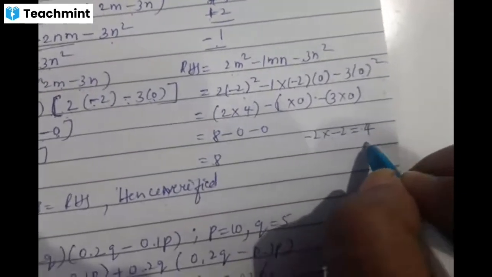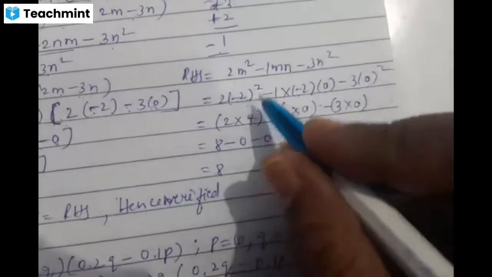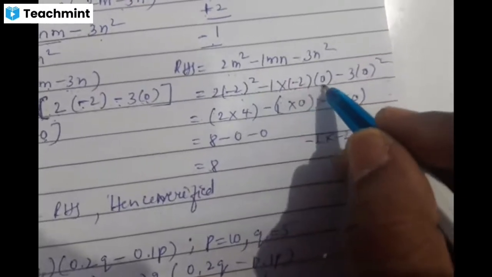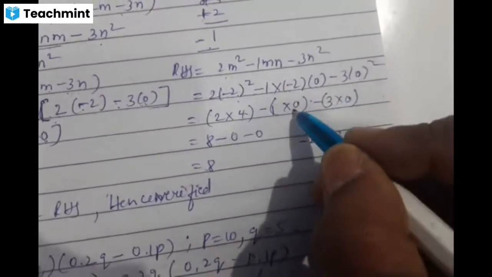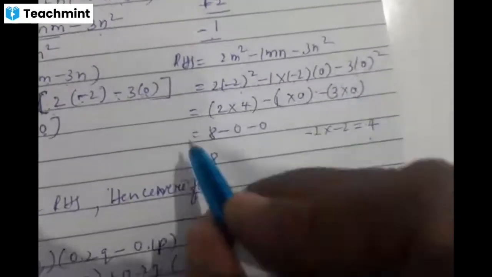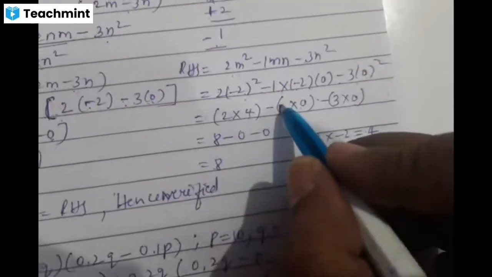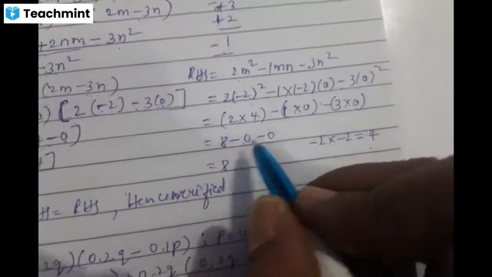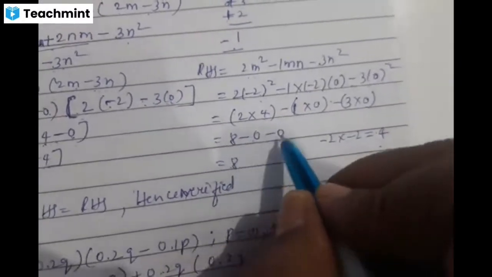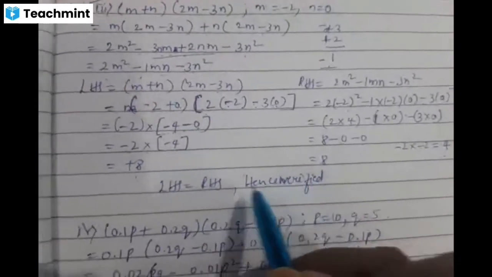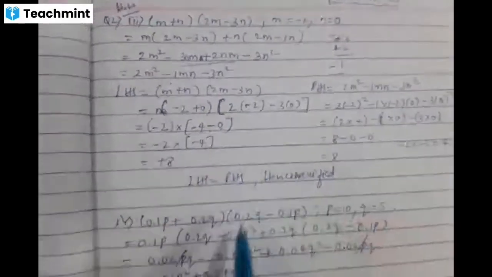2 2s are 4. So minus 2 whole square is 4, minus 1 into any number multiplied by 0 is 0, minus 3, 0 whole square is 0. 2 4s are 8. 1 into 0 is 0, minus 3 into 0 is 0. In 8, if you take out 0, you get again 8. Therefore, LHS is equal to RHS. Hence, we have verified.